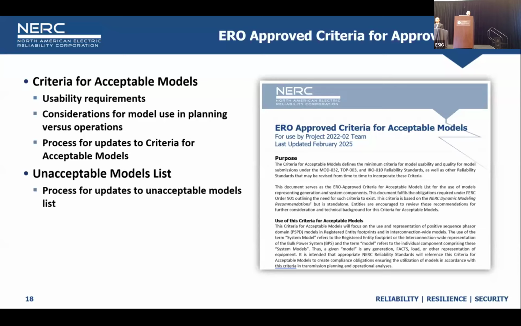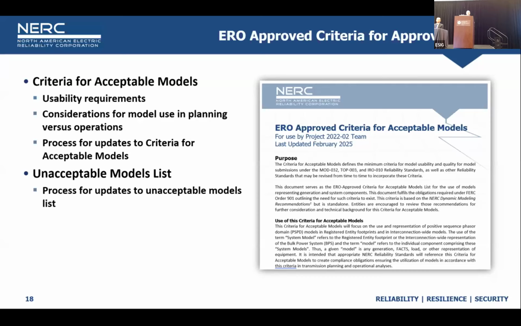Essentially, it's a criteria for acceptable models, defining usability requirements. What does that mean? Well, basically, if I have a model that doesn't initialize, or a model that requires very complex folder structures in order to use, and it's not really compatible with building interconnection-like cases, those are things that aren't acceptable. From another perspective, there are some nuances between using a model in a planning case versus an application in operations. Those are addressed in this document.